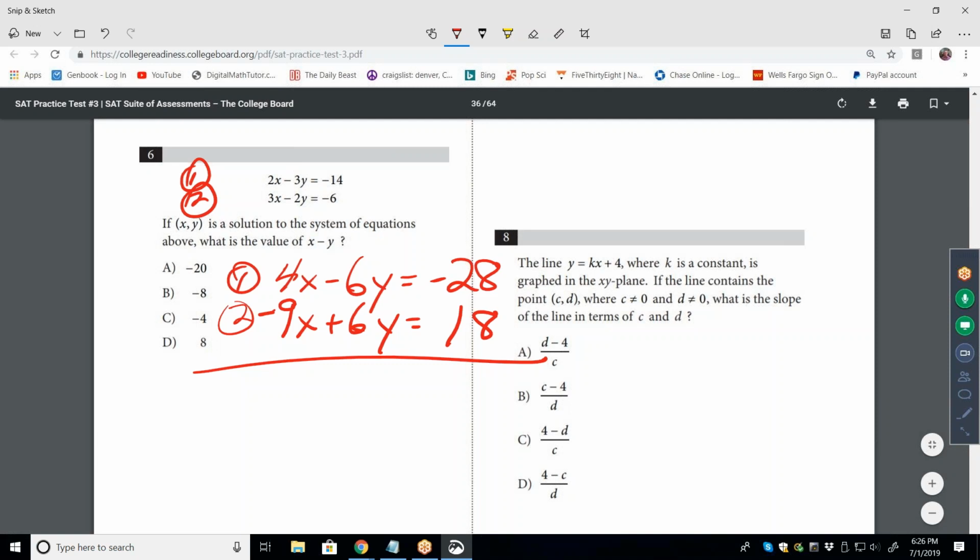Okay. I add the two equations. It's important that you understand that's what you're doing, is you're adding the two equations. I'm going to put a big plus sign in there. What do you get for an answer? Yep. Perfect. What's x equal to?